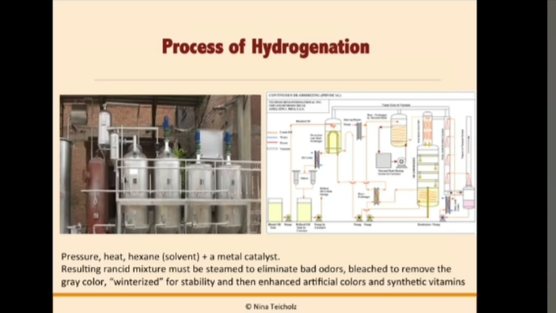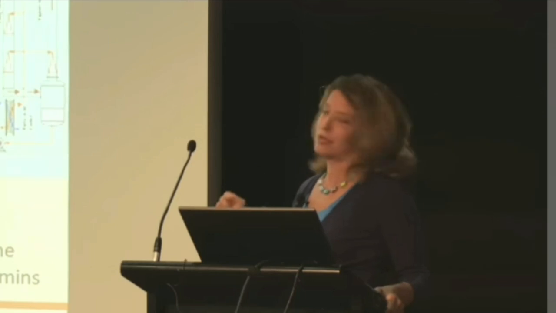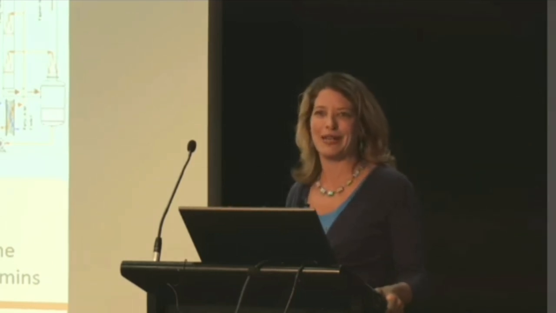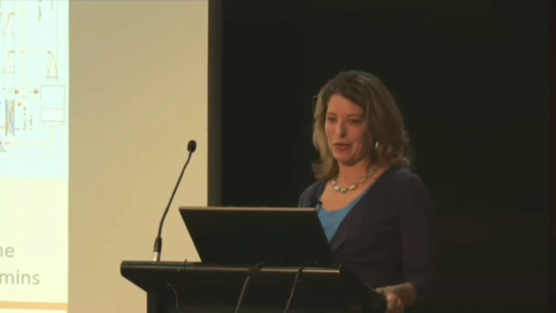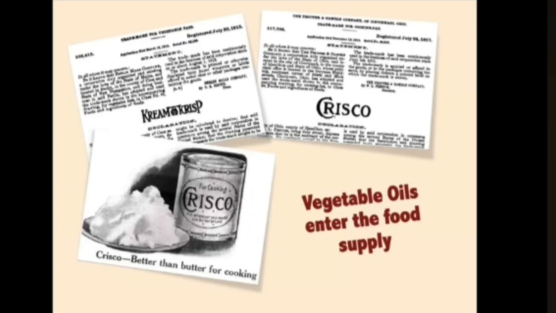I actually have been in a hydrogenation factory, and there's just floors and floors of machinery, and they use a metal catalyst and the hexane solvent, and then they go through this incredibly long process, because really when you take seeds or beans and you press them, what comes out is this rancid gray liquid, and then you have to make that palatable. So you have to deodorize it and winterize it so it's stable, and you have to go through all these steps. You don't milk it from a cow and churn it. So it's a lot more complicated. But that process is what allowed vegetable oils to come into the food supply.